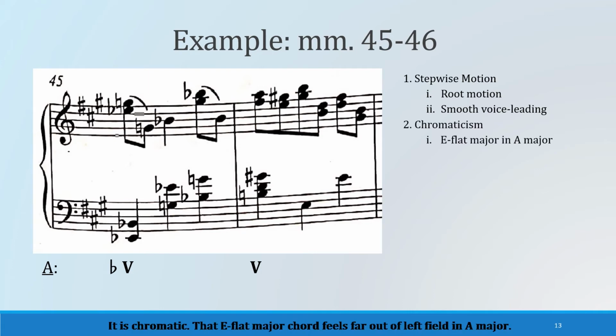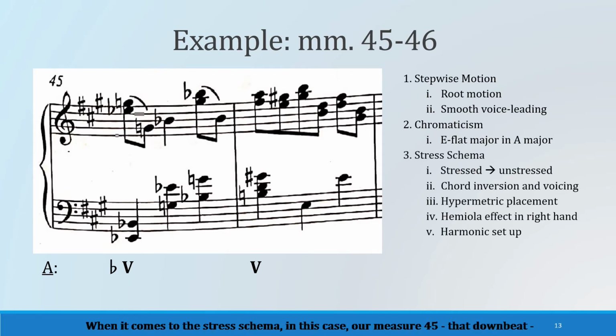It is chromatic. That E flat major chord feels far out of left field in A major. It was set up and tonicized, but then to immediately move into E natural is very sudden at that point. When it comes to the stress schema, in this case, our measure 45, that downbeat on that E flat major chord is more stressed. It is in a root position chord as opposed to inverted or displaced beat structure. The hypermetric placement, measure 45, is a stronger hypermetric measure. And there's a bit of a hemiola effect in the right hand that really jars the attention to that measure. And like I was saying before, it was tonicized, so there was a bit of setup.